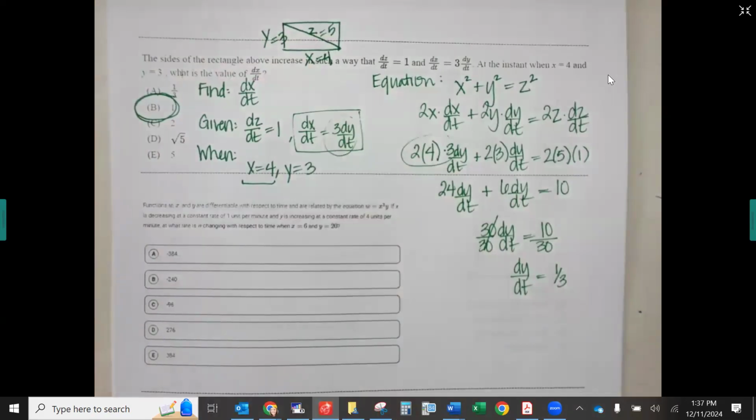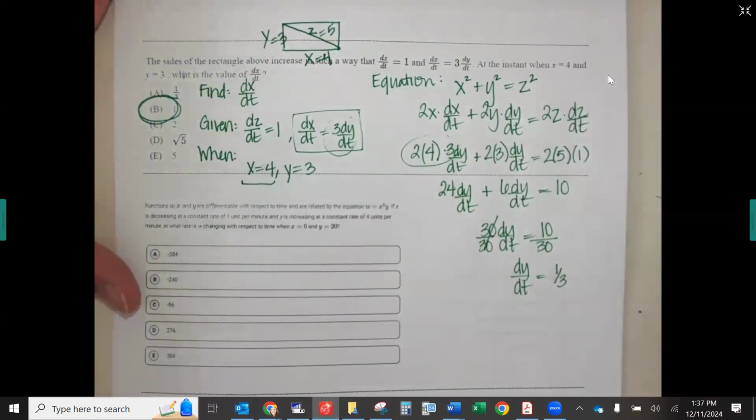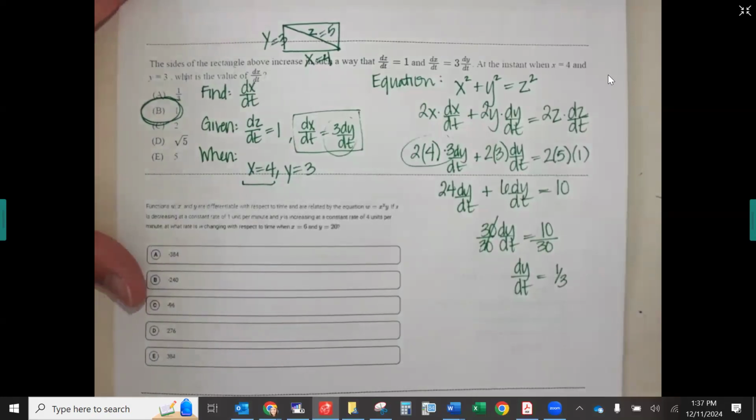Okay. All right, I'm going to do one more from related rates with you. We're going to do the one right above that on the radius of a right circular cylinder.